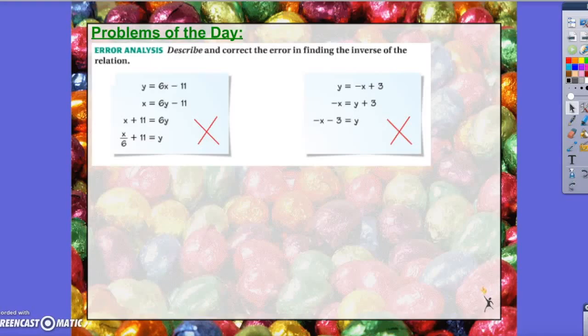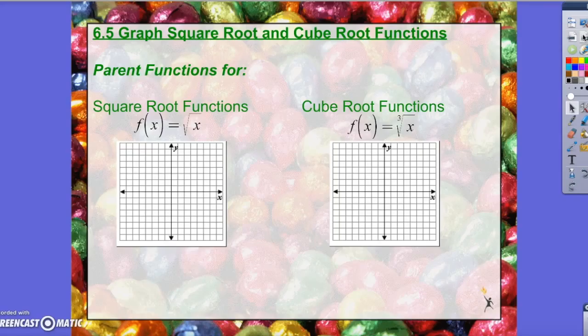Okay, so let's get ready for the last lesson of chapter 6, which is lesson 6.5. We have two problems of the day. Once again, pause the video and work on them. So the last lesson in chapter 6 is entitled Graph, Square Root, and Cube Root Functions.